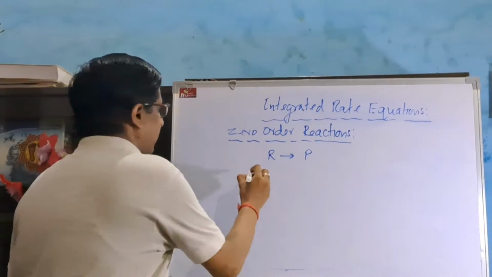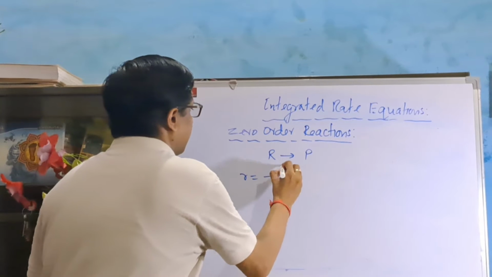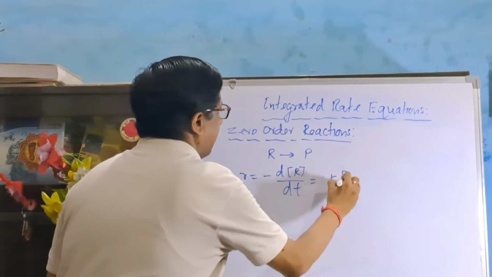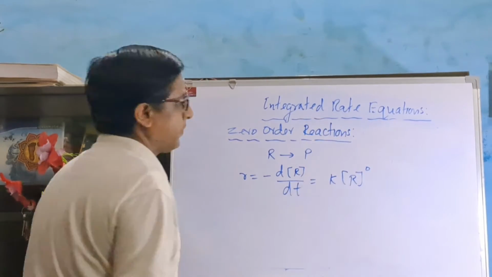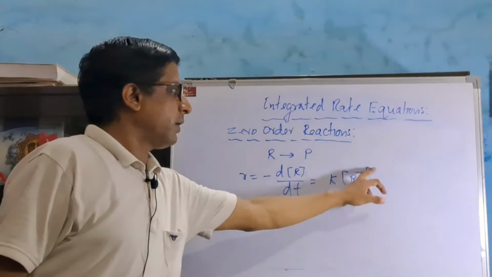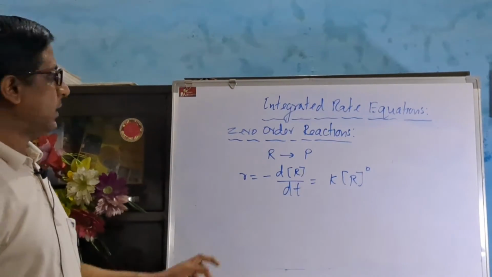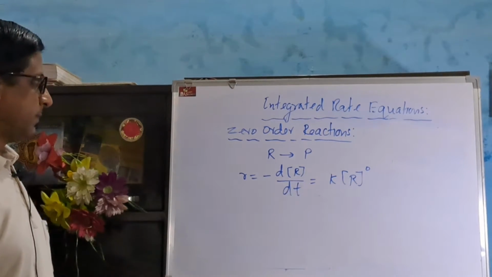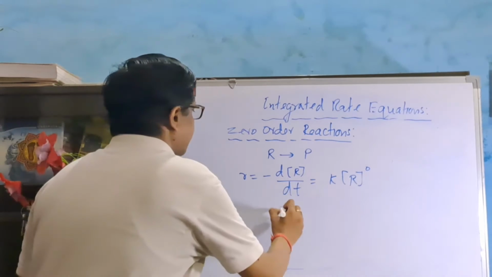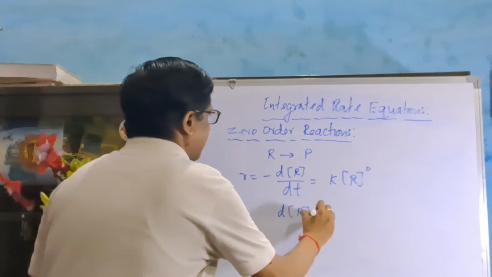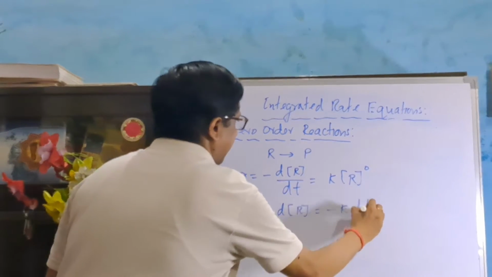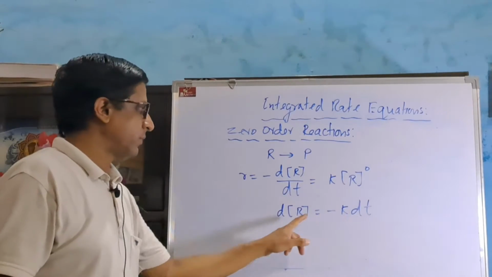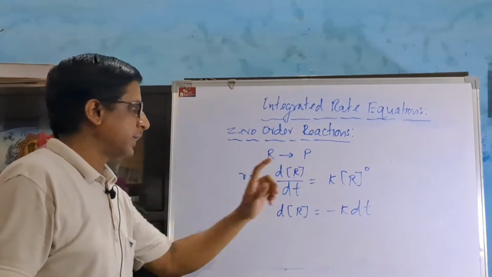Now the differential rate equation: rate is equal to minus dR upon dt, is equal to k R to the power 0. Here the R power is 0, which shows that the reaction rate does not depend upon the concentration of reactant. Now we have dR is equal to minus k dt. Since R to the power 0 is equal to 1, we have k into 1 is equal to k, thus dR is equal to minus k dt.